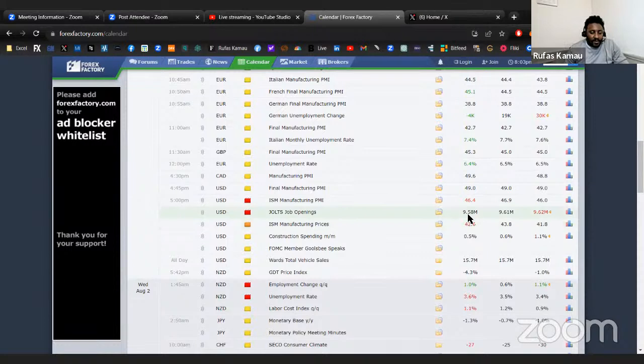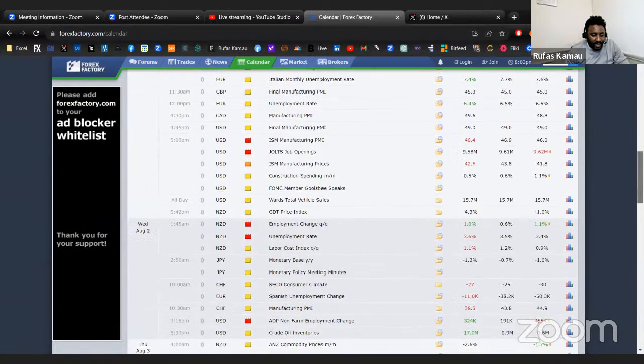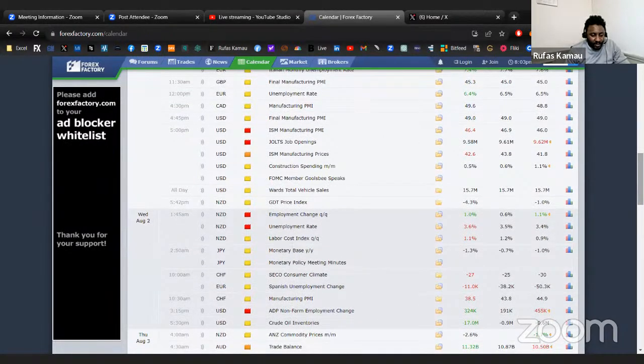So later on, we had the JOLTS job openings. This is basically the number of job advertisements in the US in the last 1 month. So in the previous reading, it was 9.62 million. We expected this to slow to 9.61, but the drop was much bigger to 9.58, meaning that there are fewer employers advertising for jobs. And this is quite consistent with what the Fed is looking to achieve. ISM manufacturing PMI came in at 46.4, which was lower than expected, but slightly higher than the previous reading. So this is also consistent with what the Fed is looking to achieve. And as a result of these, we have been seeing quite a number of reactions in the markets.